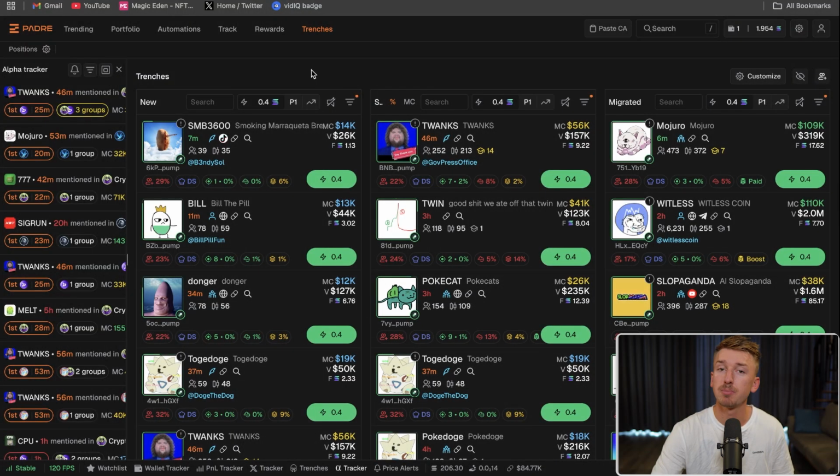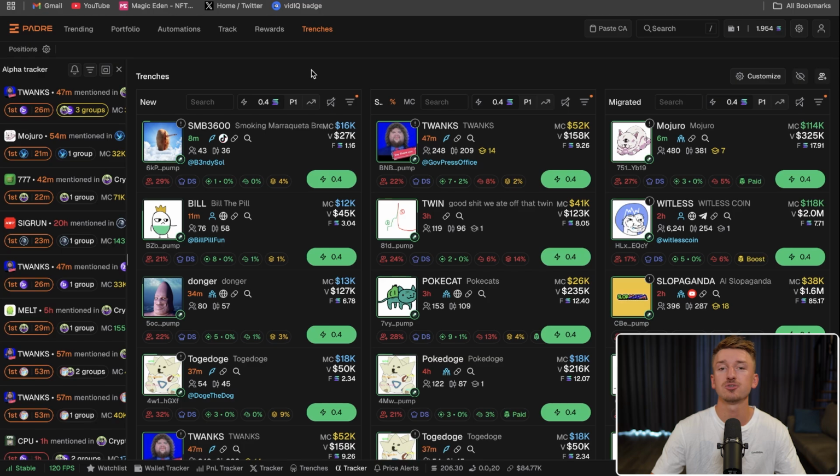So I'm currently using Padre as my go-to trading platform, but these filters obviously also translate over to Axiom, for example, if you use Axiom. But Padre is a little bit quicker and has some additional features that Axiom does not have, in addition to their 35% cashback, which you get when you sign up with a referral link, which is higher than any other trading bot. So those are some of the reasons why I have been moving over to Padre lately.